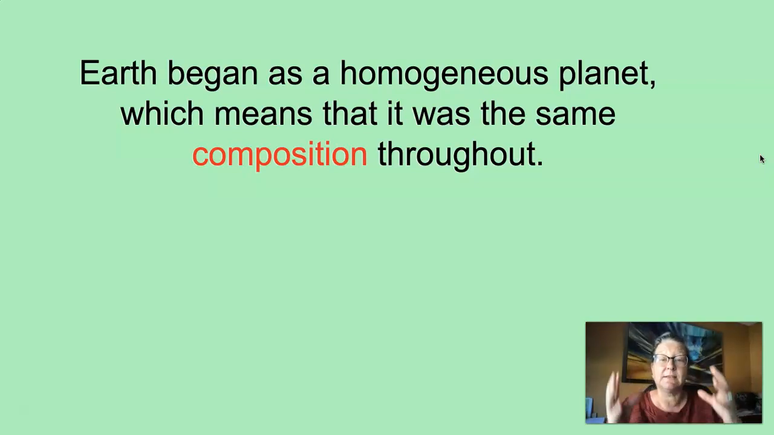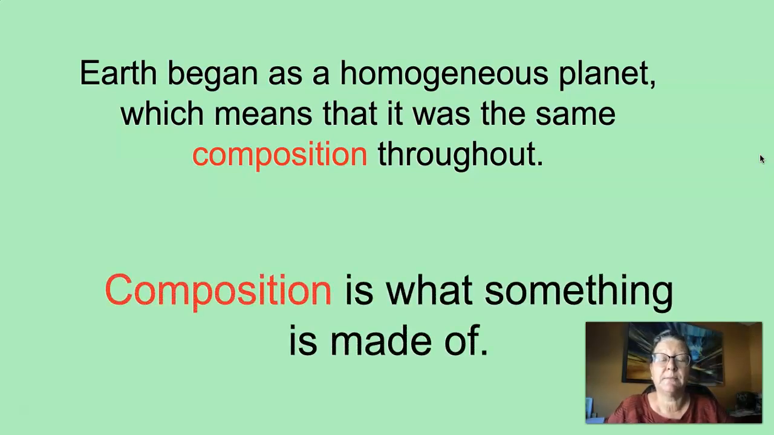Homogeneous means everything is the same. And in this case, what was the same was the composition. Composition is what something is made of. For example, salt, you may be familiar with, is sodium chloride. That's what salt's composition is. It is the same throughout. And so Earth's composition, which was a little more complex than just sodium chloride, was the same throughout.